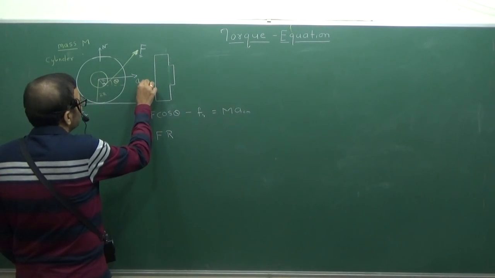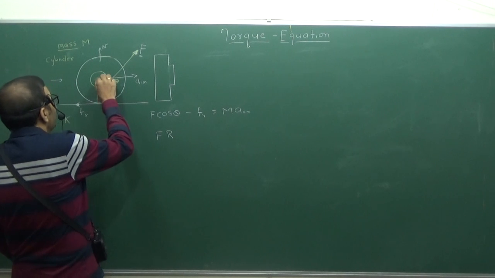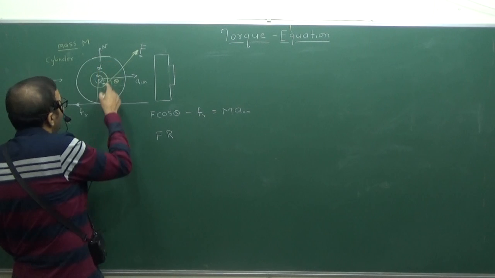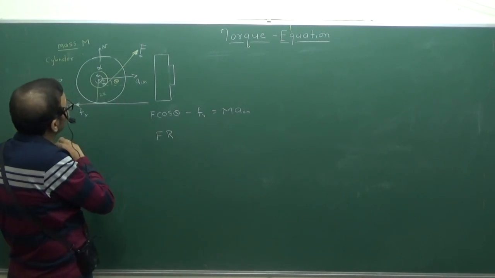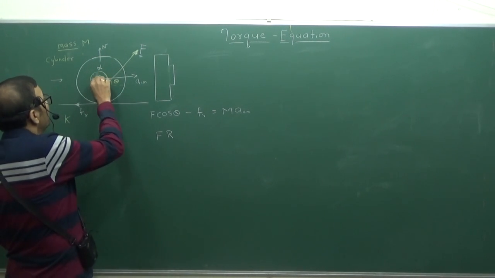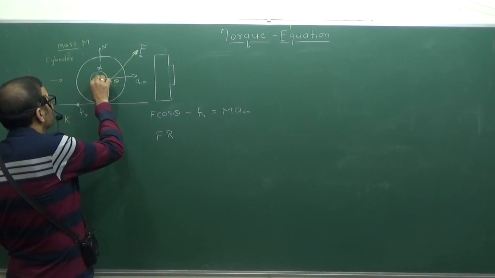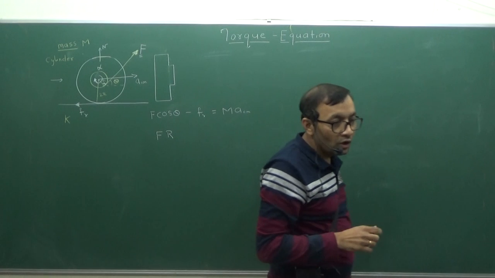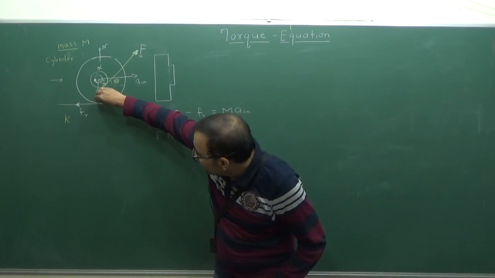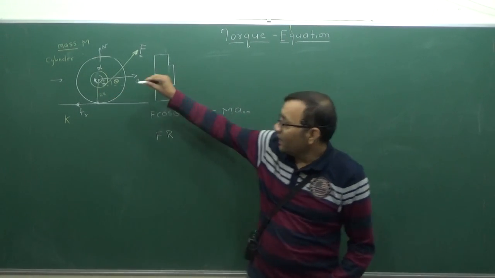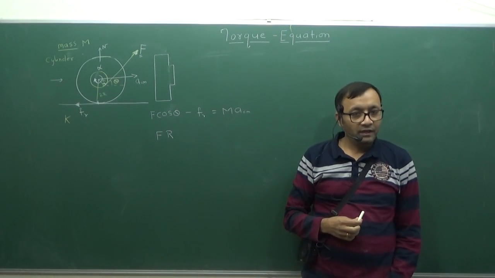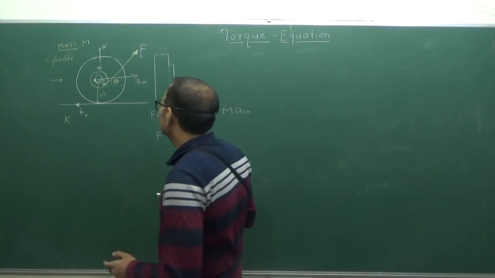This is A CM, and this is angular acceleration alpha. Why should I take angular acceleration alpha like this? It should be like this, alpha. The reason: only then this point can be at rest. Only then alpha into R this way and A CM that way. Getting it? Everywhere there should be consistency.